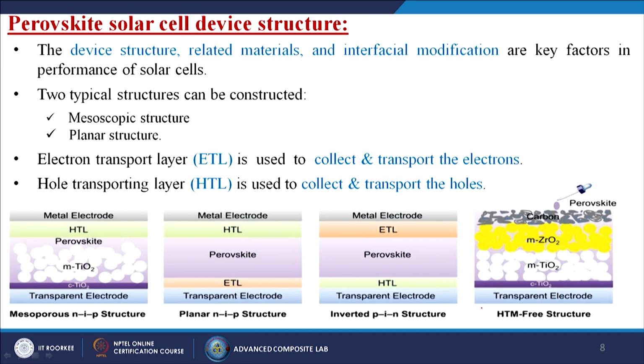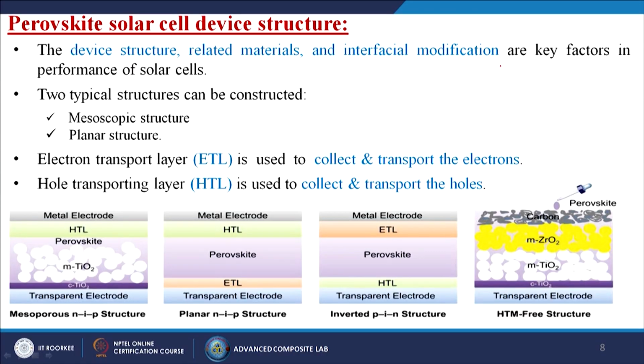Next, what is the perovskite solar cell device structure, meaning how we use these materials in our solar cell fabrication. The device structure, related materials and interfacial modifications are key factors in the performance of solar cells. Yes, because from the material science point of view, as material scientists our demand is endless. If I achieve 20% efficiency today, tomorrow my aim will be how to reach 20.1.